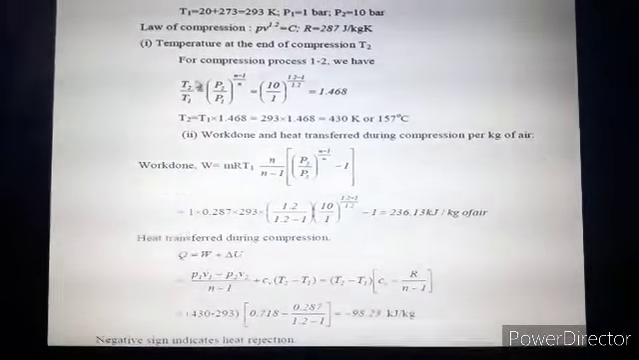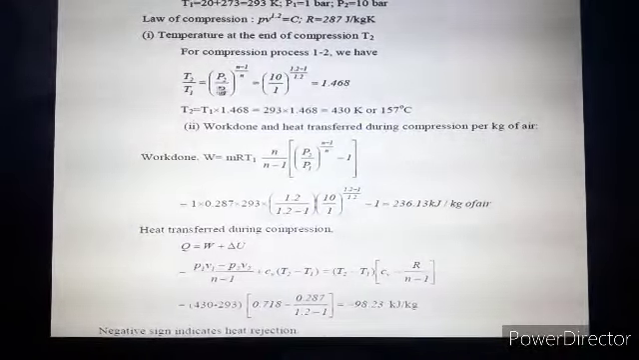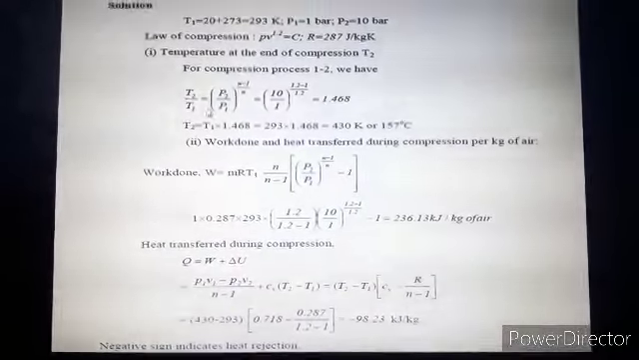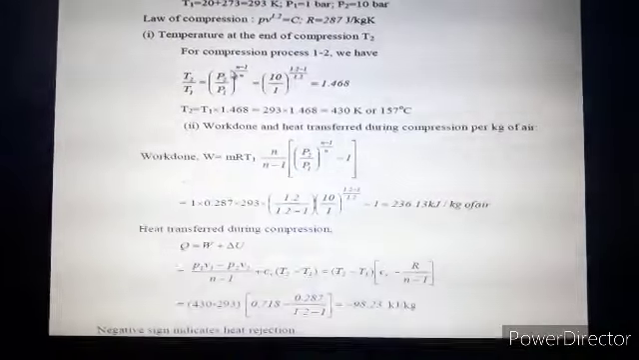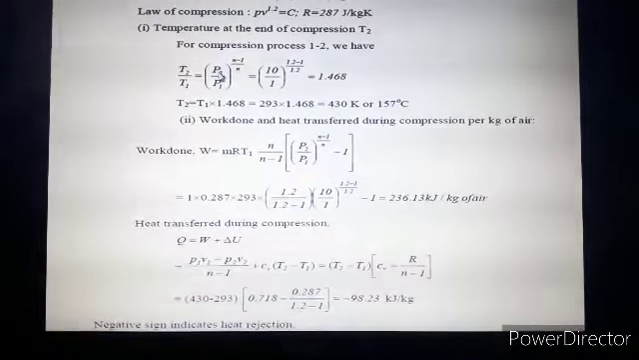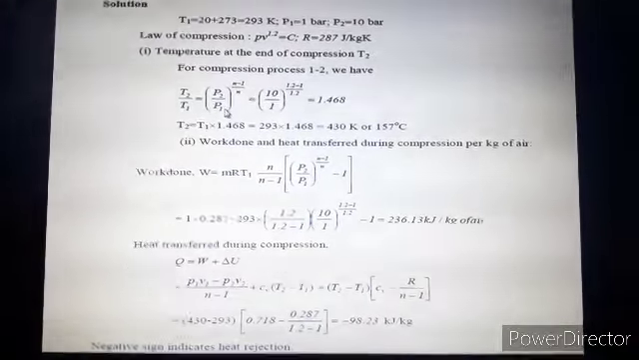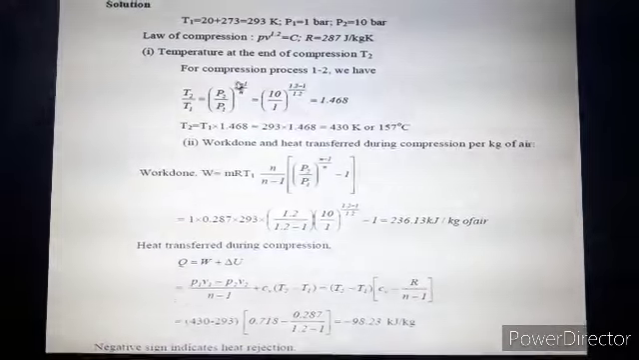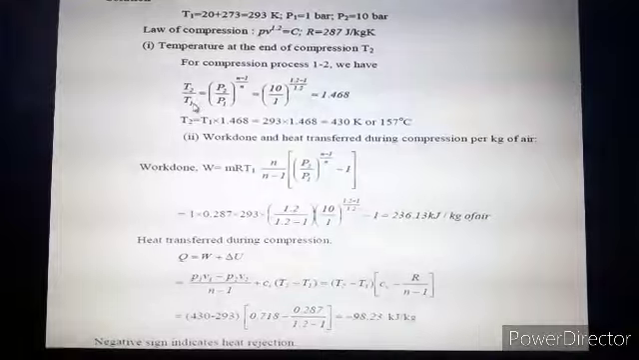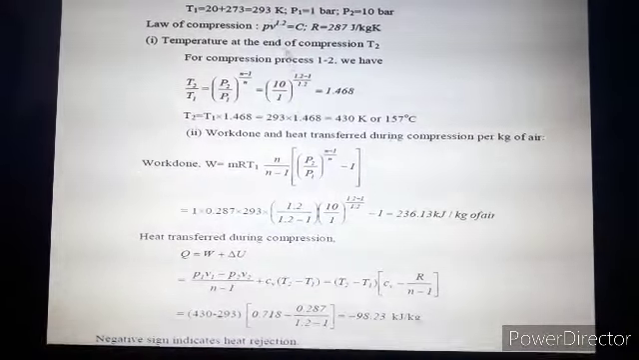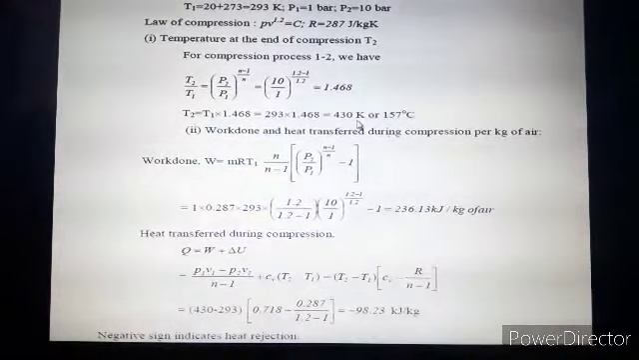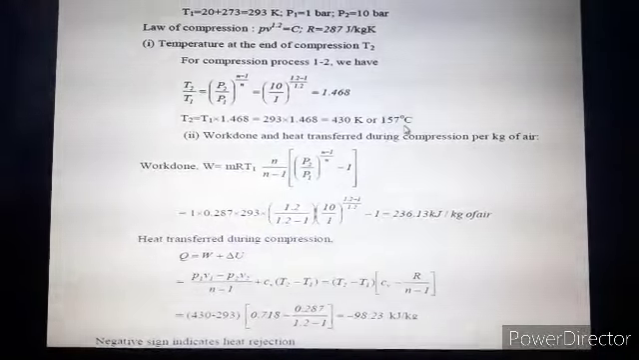Now we know the relation between temperature ratio and pressure ratio considering the polytropic compression. So what is that relation? It is T2 by T1 is equal to P2 by P1 raised to (n minus 1) by n. Again here we know the value of pressure P2, it is 10 bar. We know the value of pressure P1, it is 1 bar. Again we know the polytropic index small n, it is 1.2. So substitute the value of all these variables, and again we know the temperature T1, that is 293. So from that we will get the temperature T2, that is 430 degree Kelvin, or it is 157 degree Celsius.